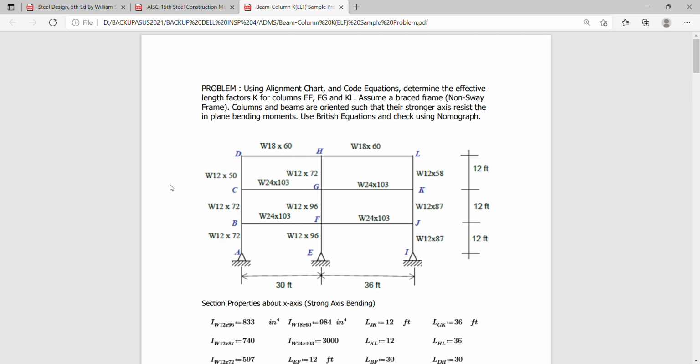Today I will be showing you a computational exercise on how to determine the value of the equivalent length factor K, given a braced frame or a non-sway frame in which the orientation of the strong axis is parallel to the plane of bending, as shown in your figure here.